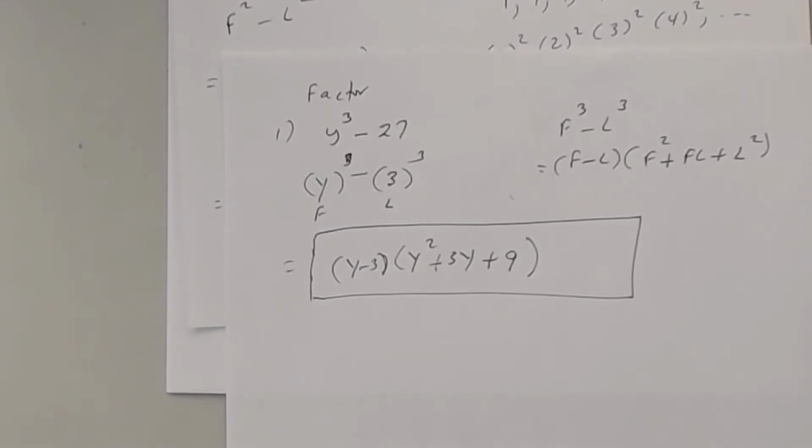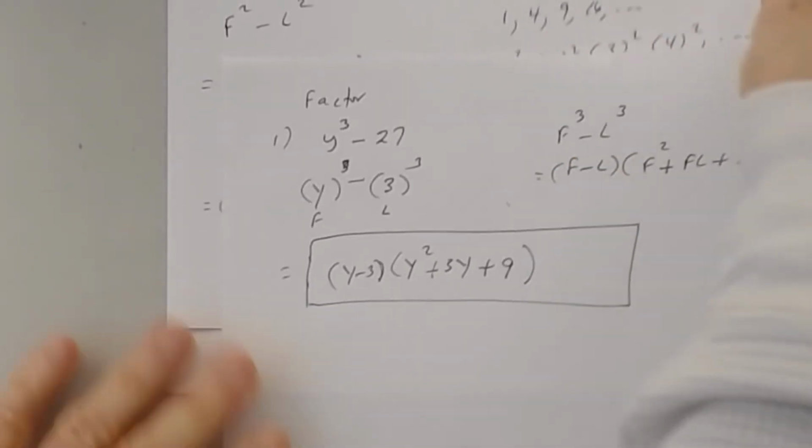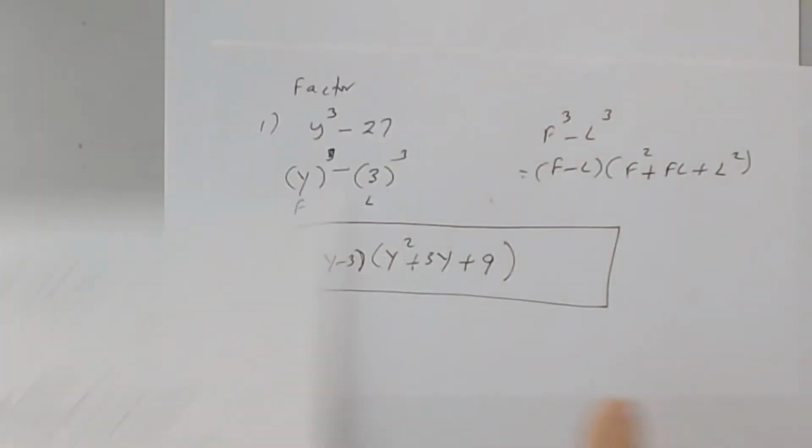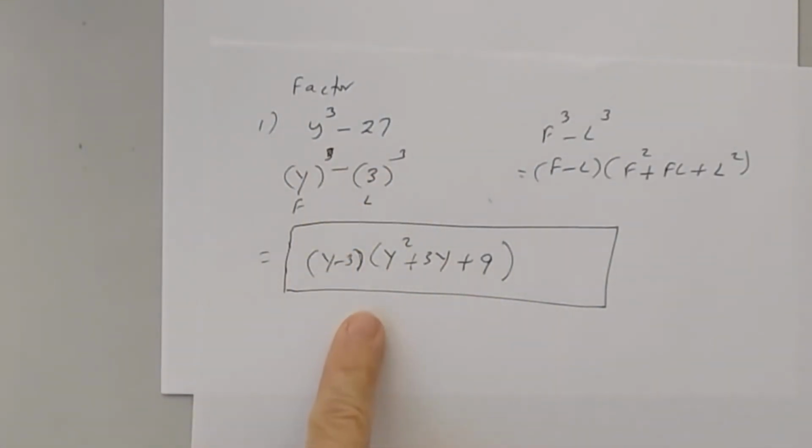Okay. Now, if you took the time and you multiplied this out like we did here, you would get y cubed minus 27. Now, remember on that worksheet, I asked you when you factored to check your work, because it was easy to do. You could easily do FOIL on that one.